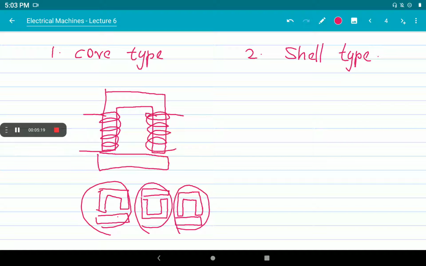So why are we choosing the C shape? Because constructionally, we wind the coil onto the core first, then we close the transformer core as a closed magnetic circuit. We can't wind afterwards because the winding is very heavy.